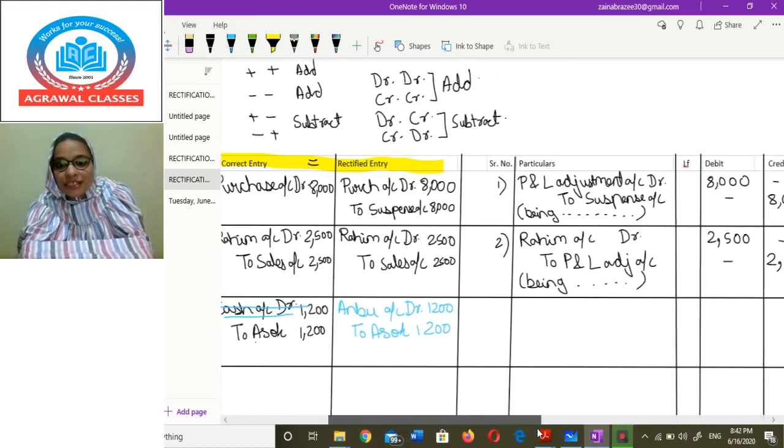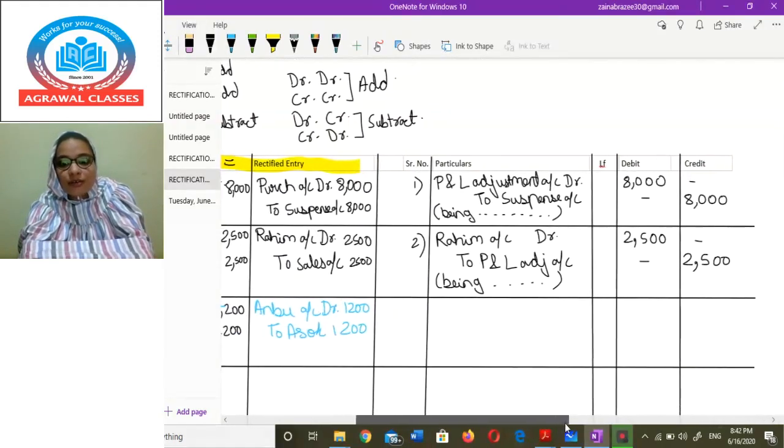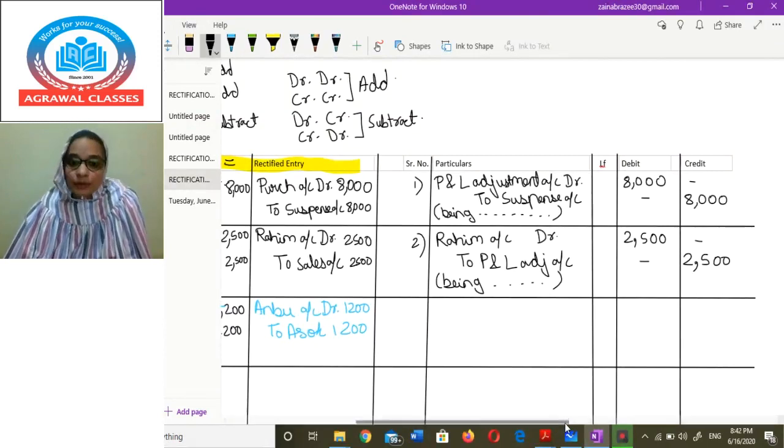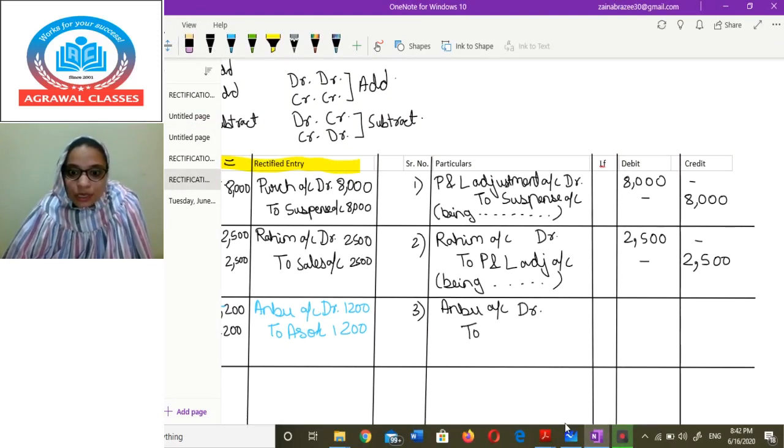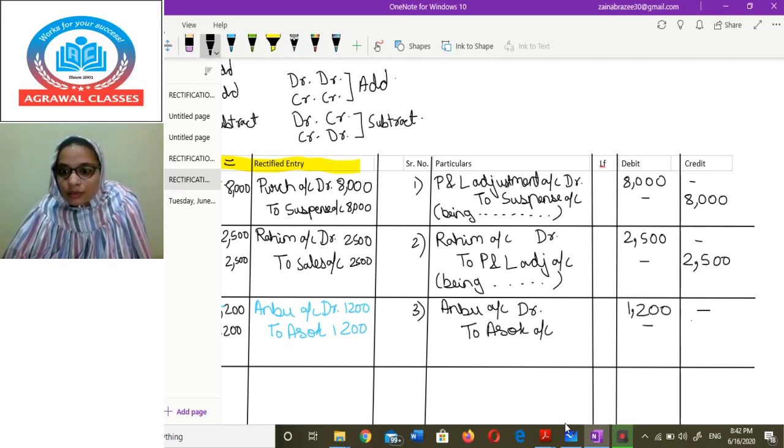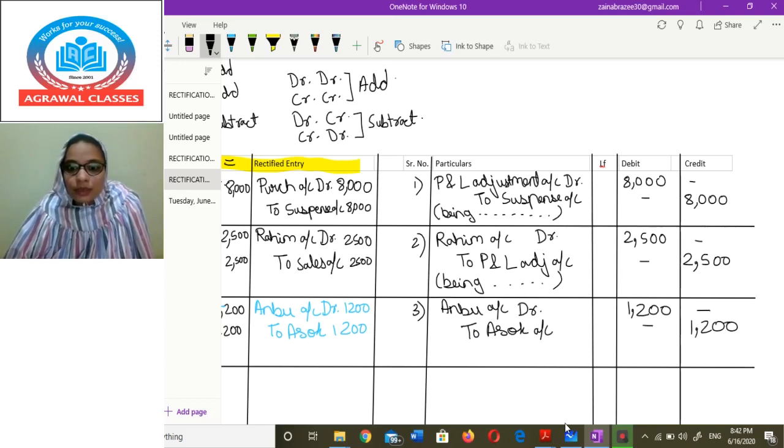Here again check. Is there any nominal account? No. Anbu and Ashok both are personal accounts. So your rectified entry will come as it is. Anbu account debit to Ashok account 1200. You can just write being cash received from Ashok, debited to, posted to Anbu account, now rectified.